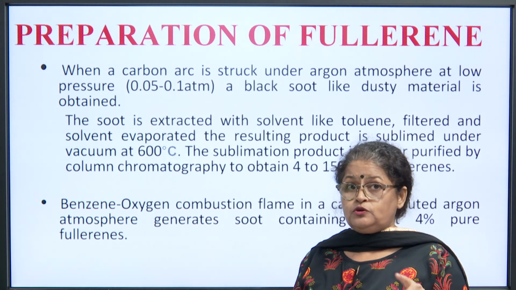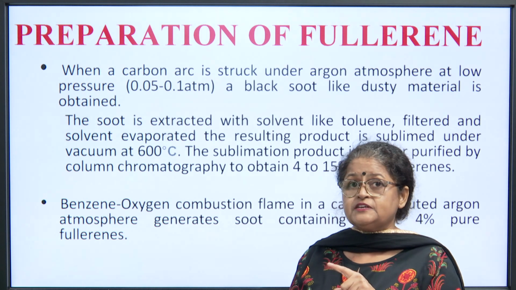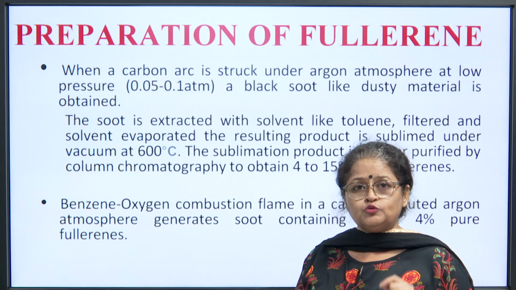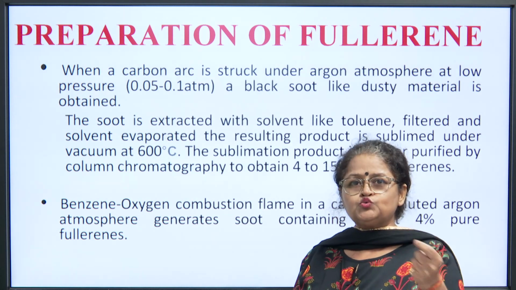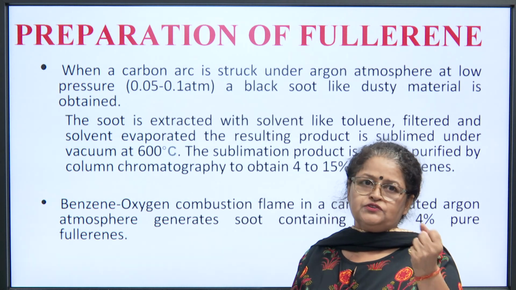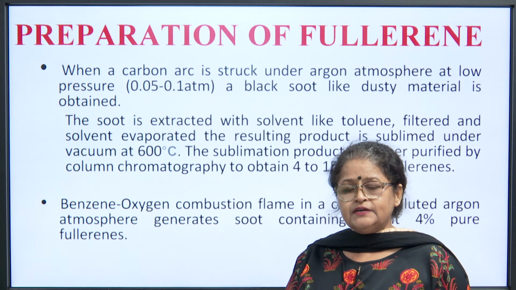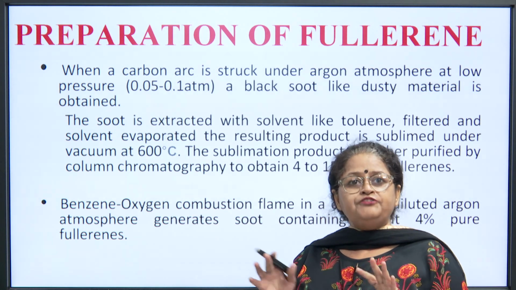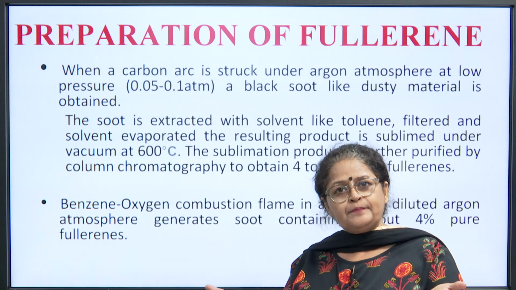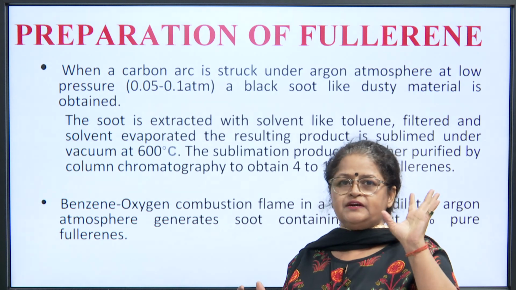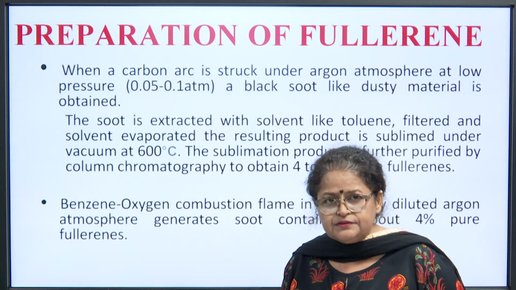So when a carbon arc is struck under argon atmosphere at a low pressure, 0.05 to 0.1 atmospheric pressure, a black soot like dusty material is obtained, and this black soot like dusty material contains fullerenes. So the soot is extracted with solvent like toluene, filtered, solvent evaporated, it has crude fullerene in it, then it is sublimed under vacuum at about 600 degrees Celsius.